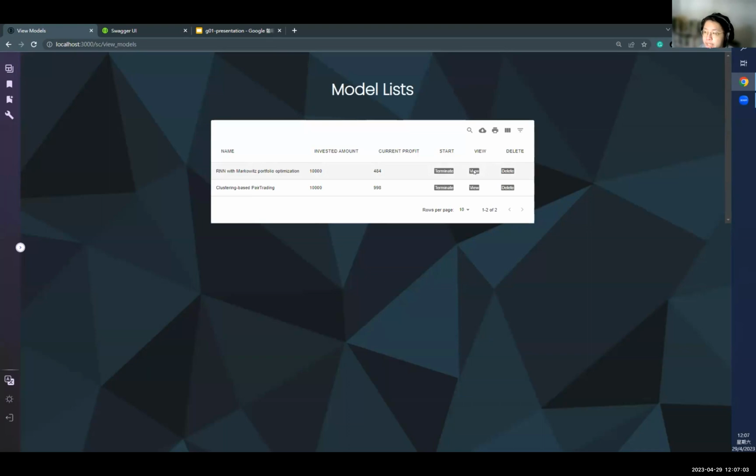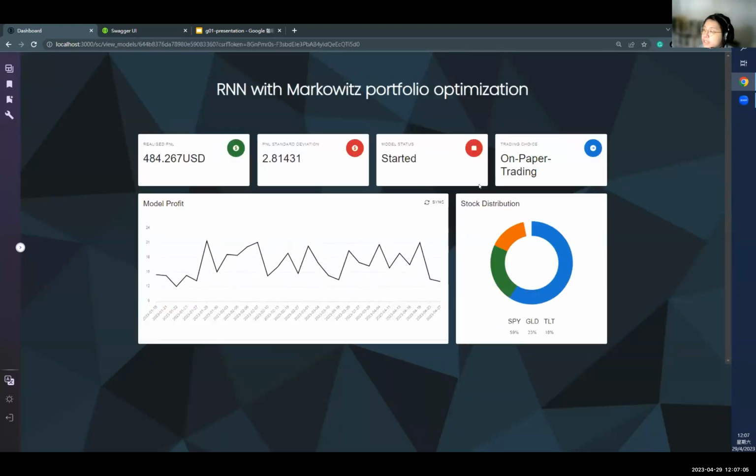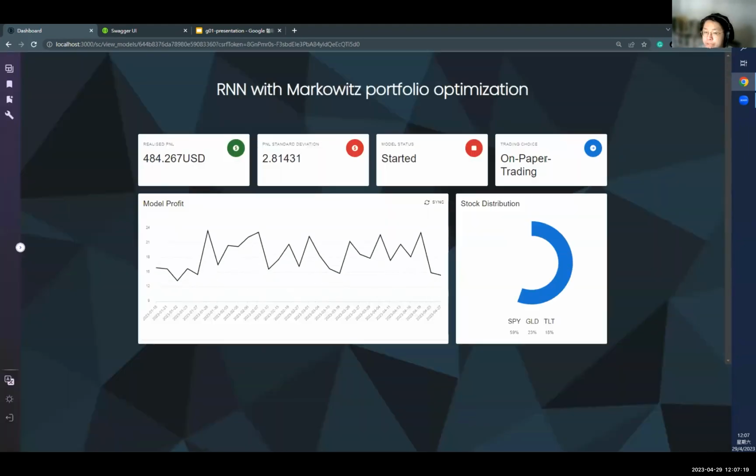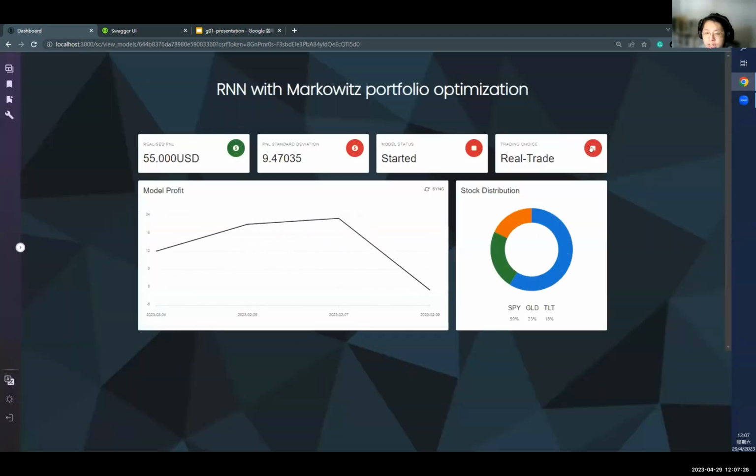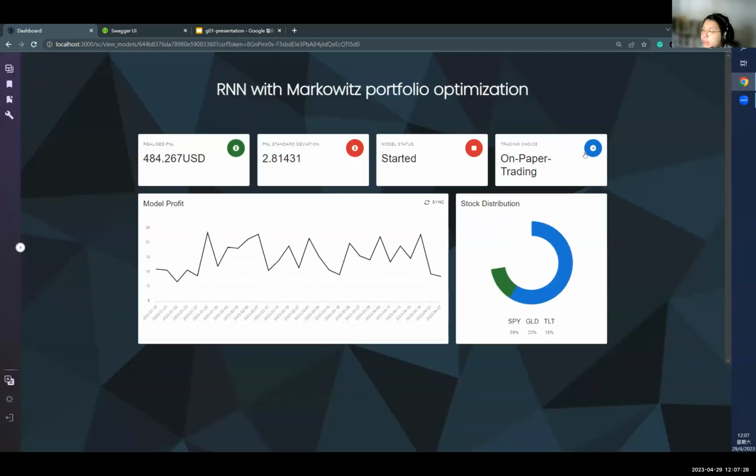After you go in, we can do some further analysis of the model. We can see the model profit. We can see the standard deviation of the return, in order to analyze more on the risk. You can also start or stop a model inside here. And one additional feature is to turn on real-life trading here, but you need to set your IBKR account API before you can turn on or use this feature.